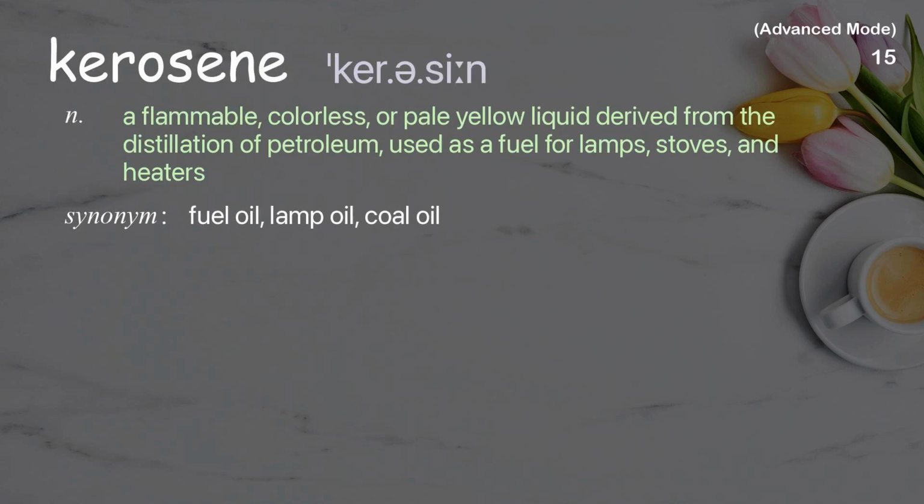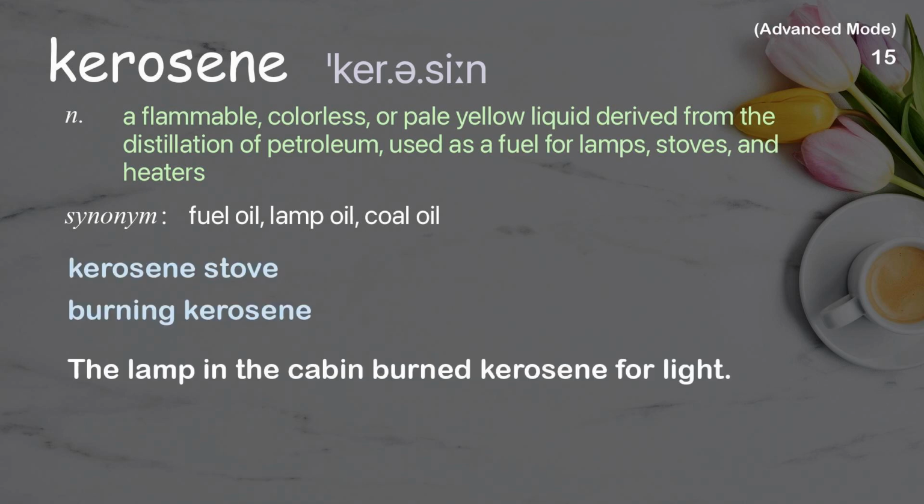Kerosene. A flammable, colorless, or pale yellow liquid derived from the distillation of petroleum, used as a fuel for lamps, stoves, and heaters. Examples: Kerosene stove. Burning kerosene. The lamp in the cabin burned kerosene for light.